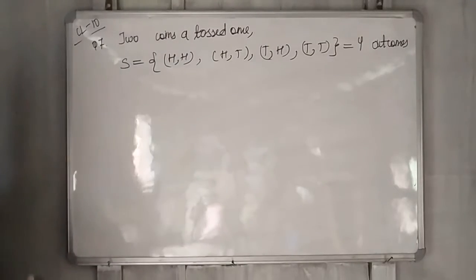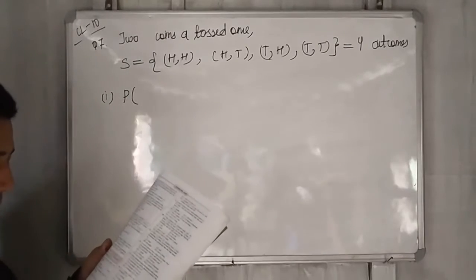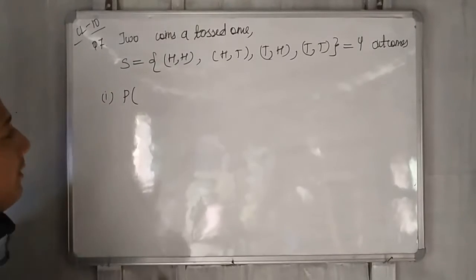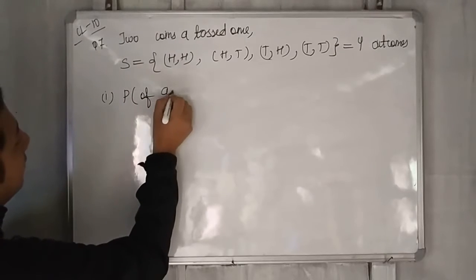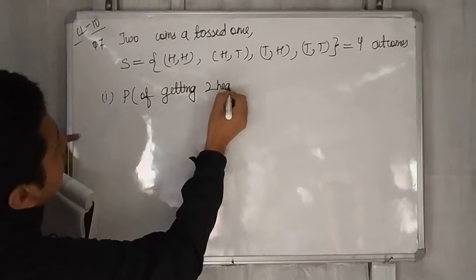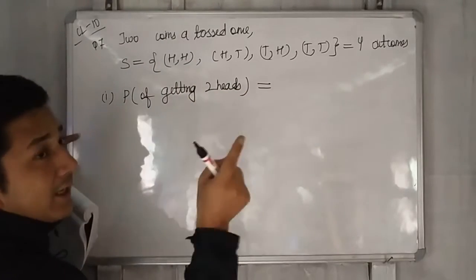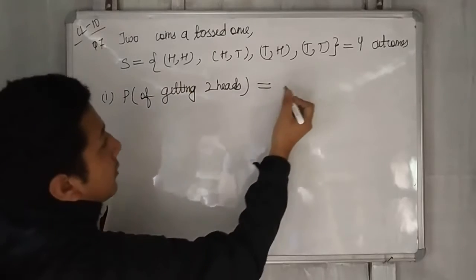What the question is asking you is to find the probability of getting 2 heads. Probability of getting how many heads? 2 heads. How many chances are there? Probability of getting both heads. So only one chance, boys. So 1 by 4.